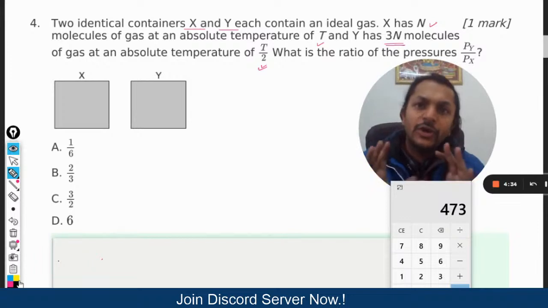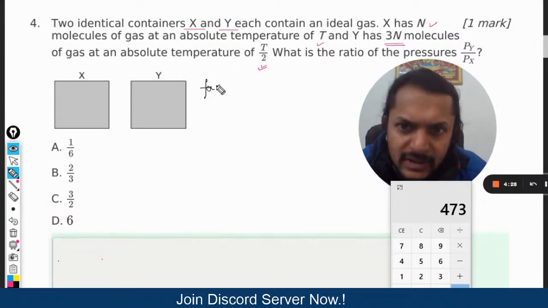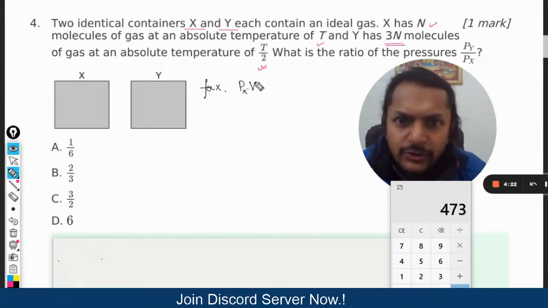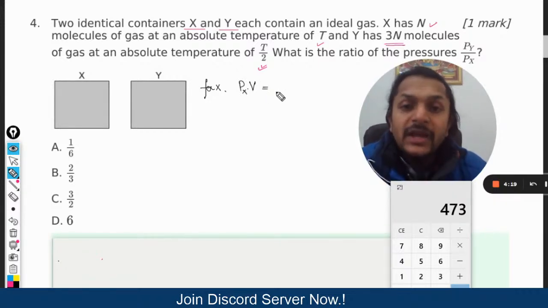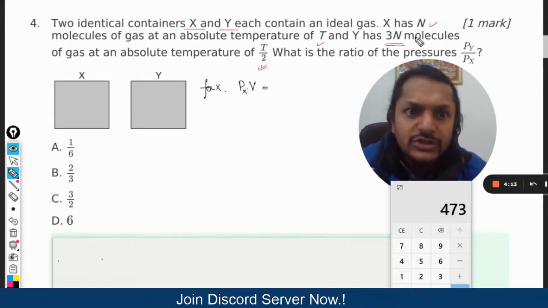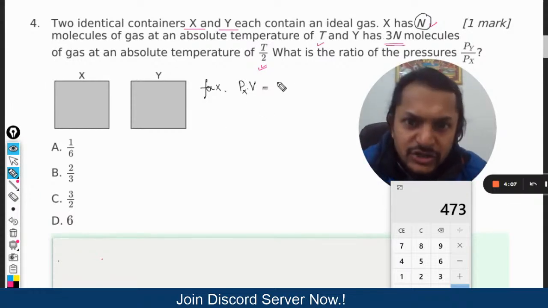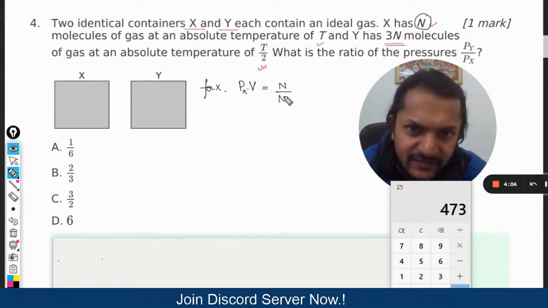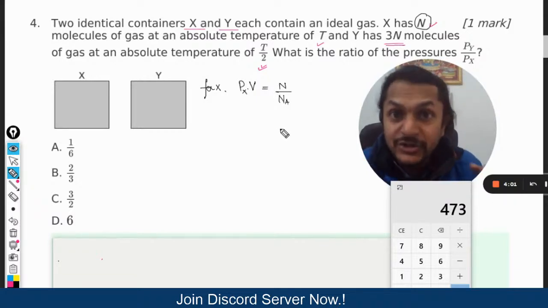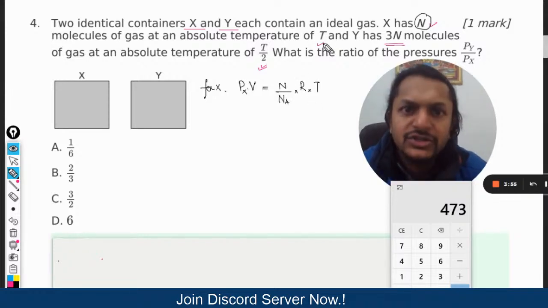Okay, so first of all, we are now going to use the ideal gas equation here. So for X, it will be Px, and the volume is same in both of the cases, so I'm just writing it V. Now, PV is equal to nRT. And what is n? n is number of moles. And how do you find number of moles? Number of moles is found by dividing the total number of molecules by Avogadro's number. So small n can be written as N divided by Avogadro number, that is 6.023 × 10^23. Now this into R into T, because T is the temperature at which the box X is maintained.